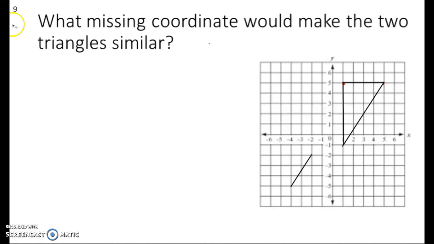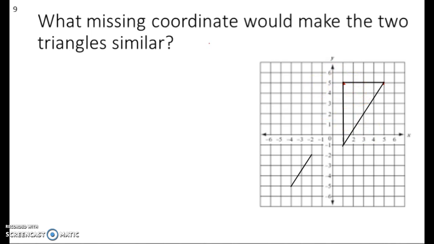All right, so what missing coordinate would make these two triangles similar? Now, I know I've worded it kind of weird because we don't have two triangles yet, but what we're trying to figure out is where could we put another point over here to make this triangle similar to that triangle?